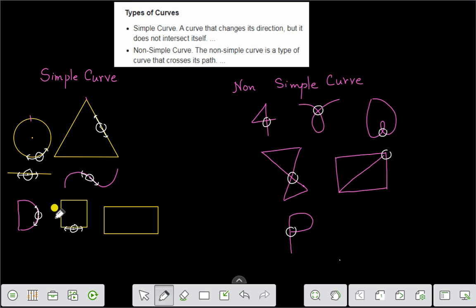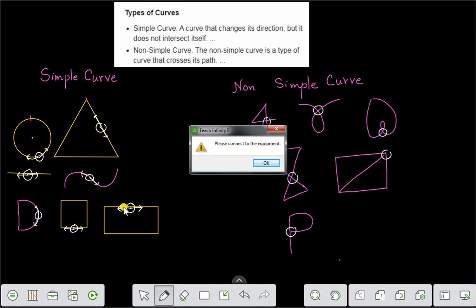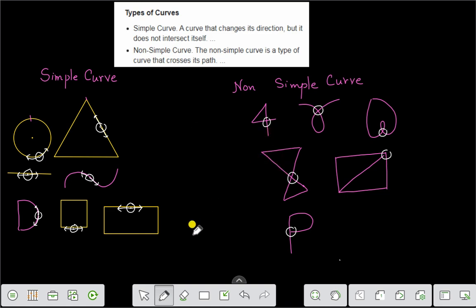That means it is a simple curve. Or take a point here. Let us take a point here, right? That means you can move either in this direction or in this direction. That is, there are only two directions in which you can move. That means these are simple curves. If there are only two directions in which you can move, it is a simple curve. And if there are more than two directions, then you can say it is a non-simple curve.